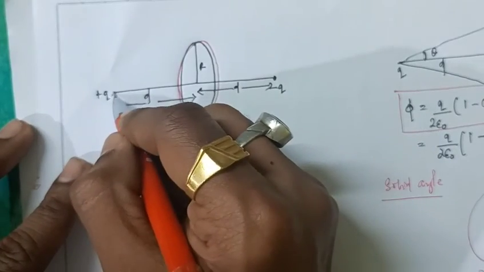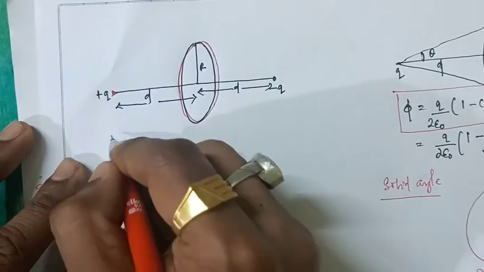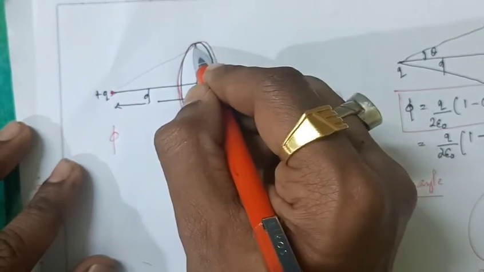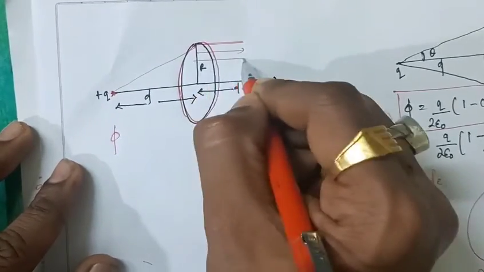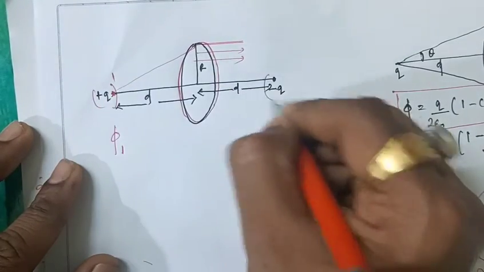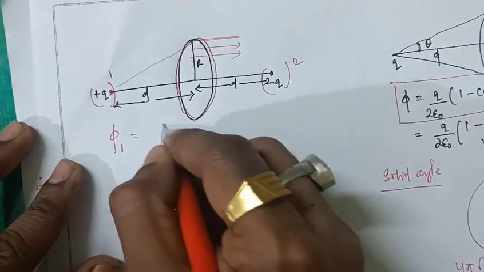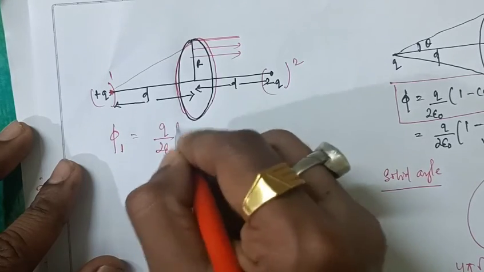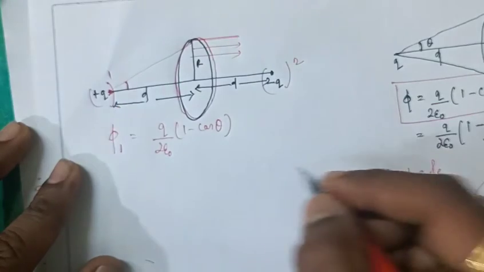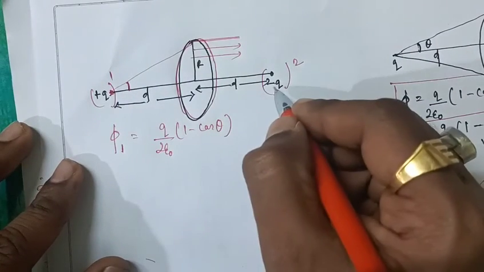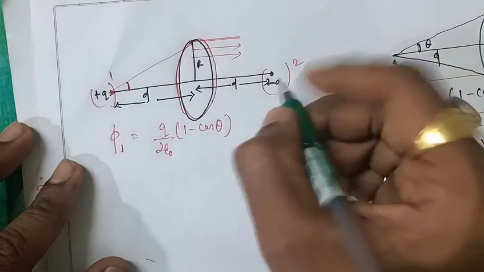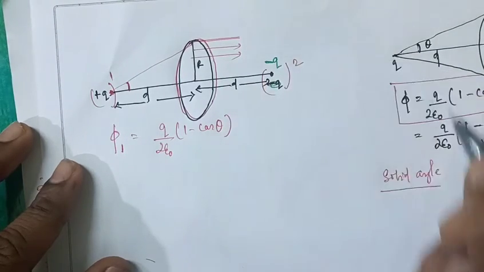I already said flux is a scalar quantity. Look at these things. What is the direction of the flux? How much flux will pass like this? One charge I am considering as 1, and this as 2. Due to charge 1, the flux expression is q by 2 epsilon naught times 1 minus cos theta. Theta is this angle. And this, I already said, is which charge? Negative charge. This can be a negative charge.